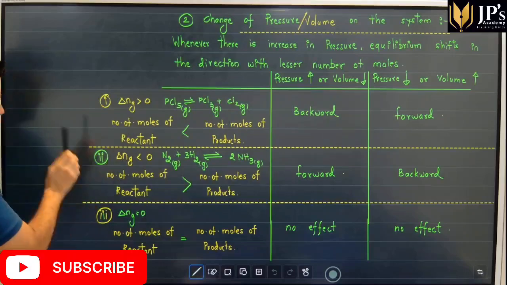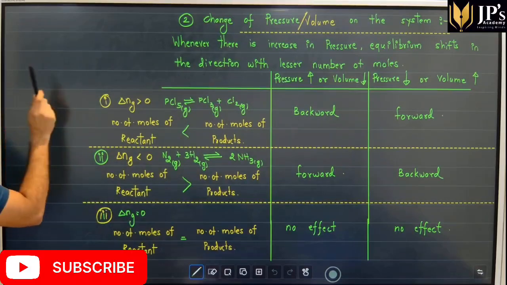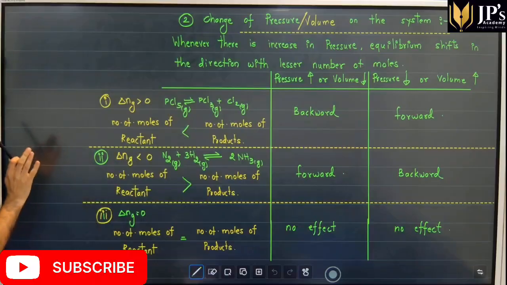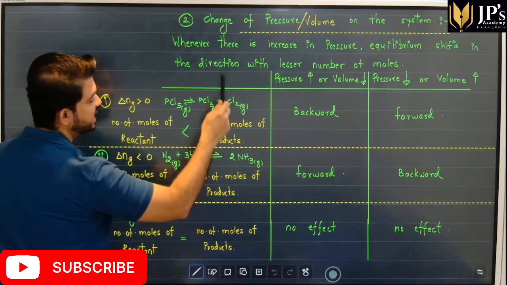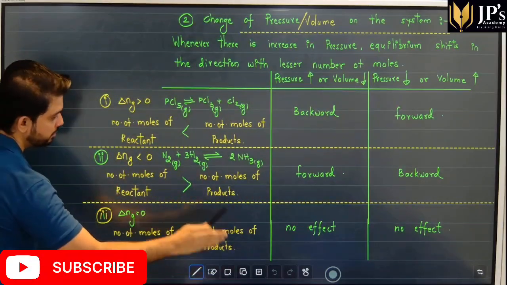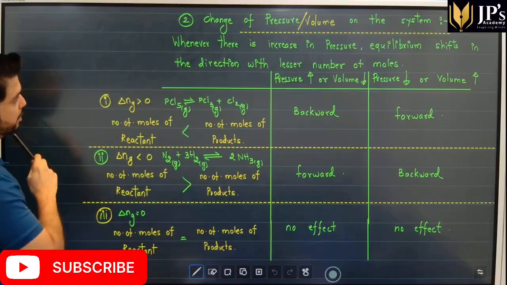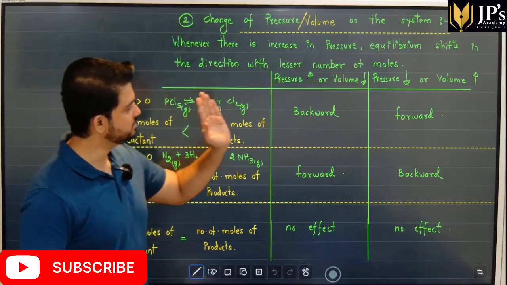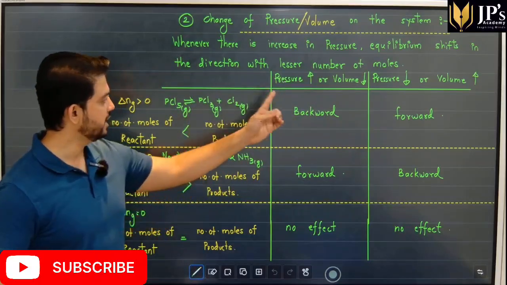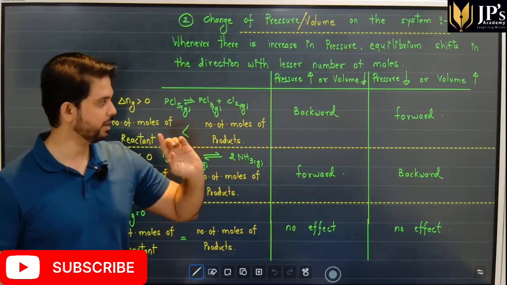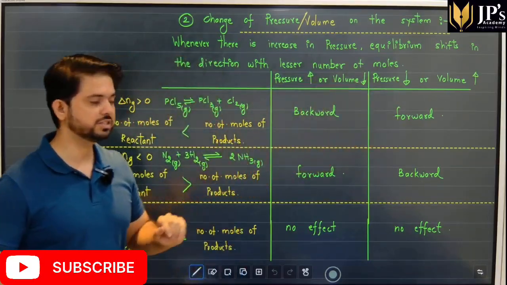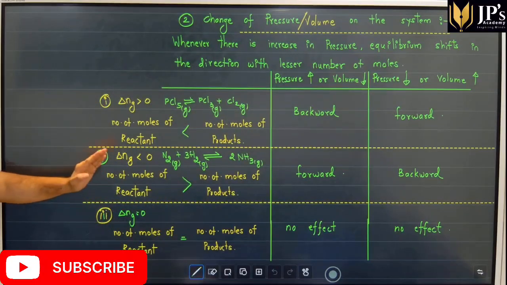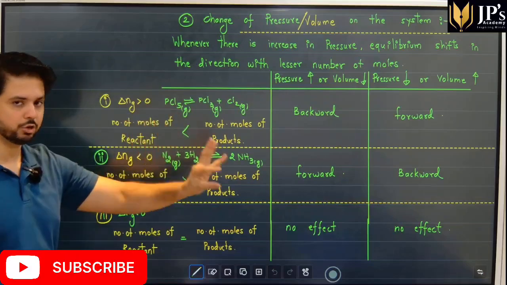Now we have written 3 conditions here. First condition, where number of moles of products is more than the number of moles of reactant. If you increase the pressure, I repeat, equilibrium shifts in the direction with lesser number of moles. Lesser number of moles are on the PCl5 side, and hence when you increase the pressure, reaction equilibrium shifts backward. If you decrease the pressure, the equilibrium shifts forward. Same thing with volume, students. Pressure is increasing, so volume will decrease. They can also use volume.